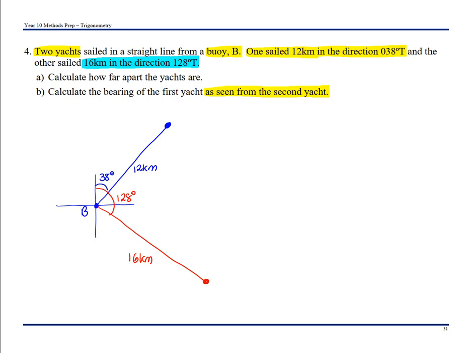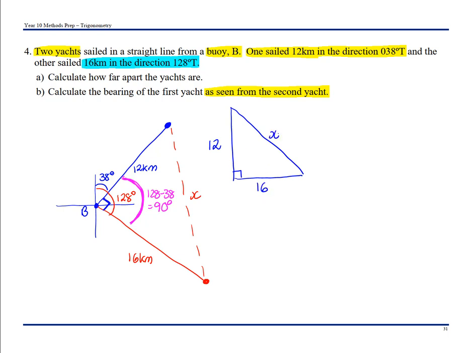Okay, so what we're trying to find is how far apart the yachts are. So we need this distance here. What you need to have is the angle in the middle here to be able to do that. And that's going to be 128 minus your 38, which is 90 degrees. What have I just discovered? I thought I had a non-right angle triangle, but actually it's right angle. So what I'm going to do, so it looks a little bit more accurate, I'm going to draw that triangle. So there's my 90 degrees. This is my 12. This is my 16. And that's my x. Okay, so that makes life a lot easier.